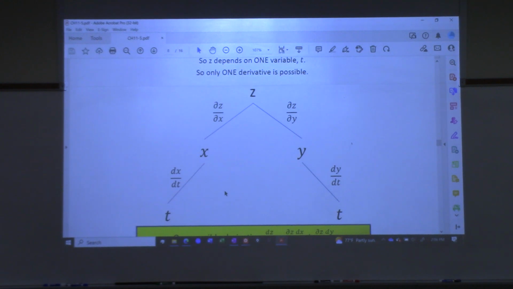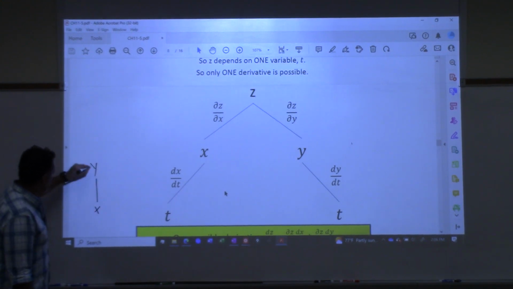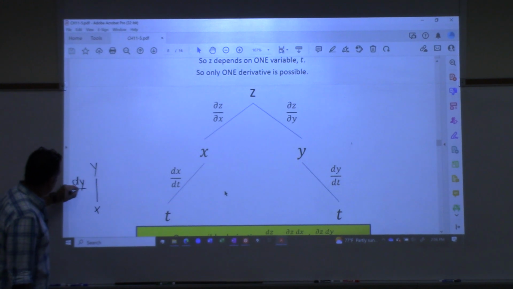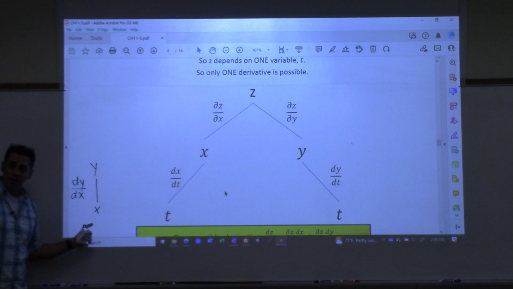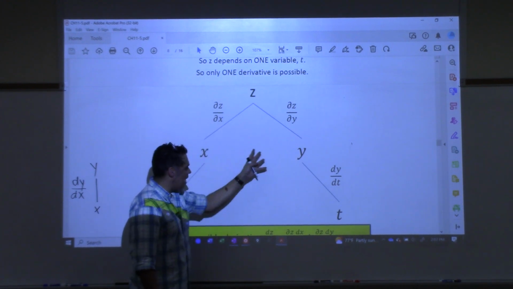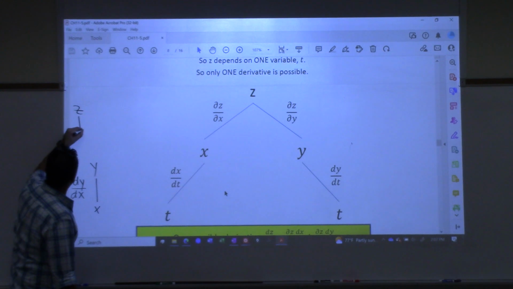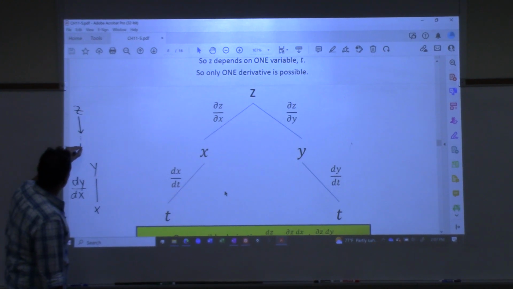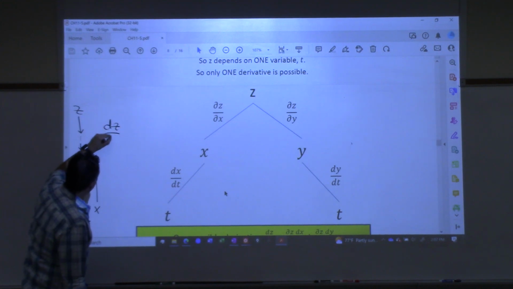It depends directly on t, right? And we said, like in Cal 1, if y depends on x, then from here to here, that's dy/dx. If you have something that depends on one thing only, then that's a regular traditional derivative. Here, z has to go through a bunch of steps, but eventually it just depends on t. So z ultimately depends on t. So we should be able to ask, what's dz/dt?